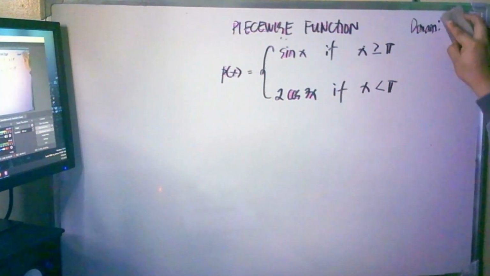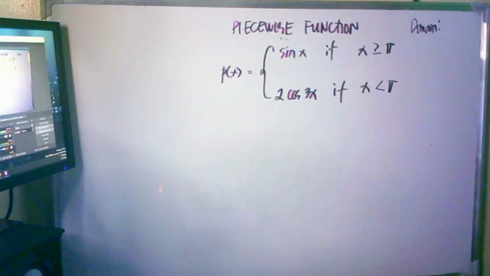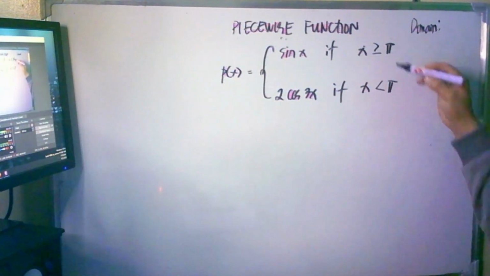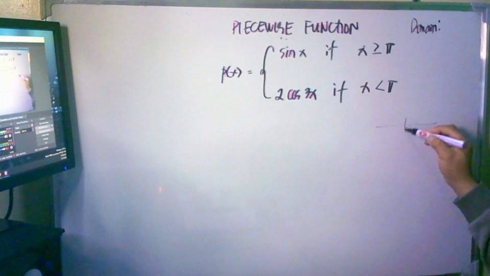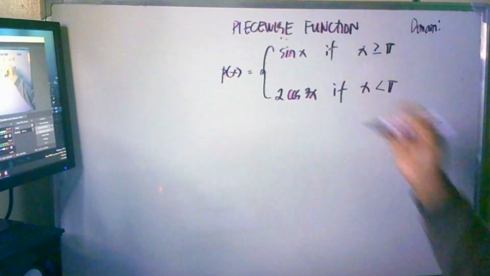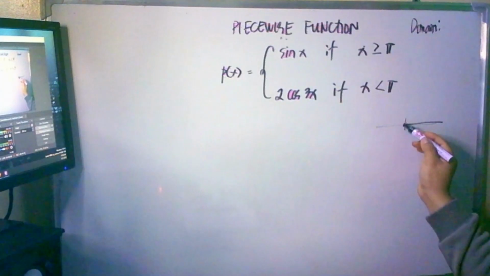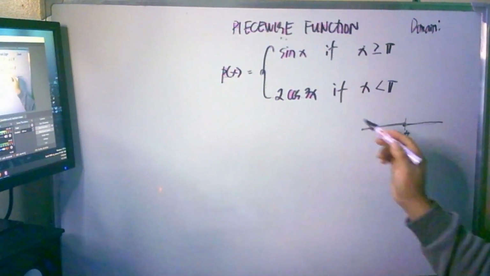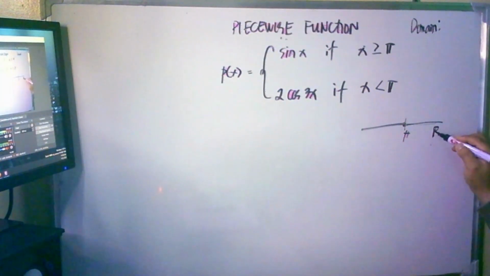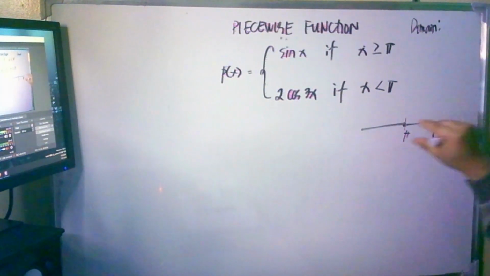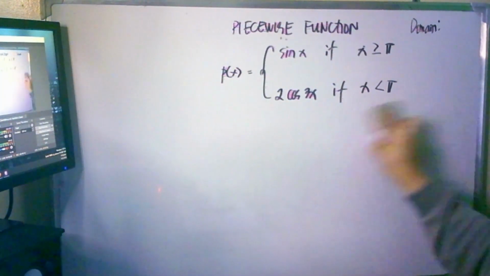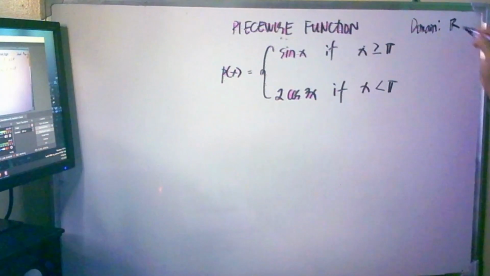So ano yung domain nito? Well, of course, we can tell already the domain. Yung pagkakahati ng ating intervals dito ay sa pi lamang. So basta mataas sa pi, we use the first piece. If it's less than, so any number less than pi, we use the second piece. So that is the same as the set of real numbers. So everything in the number line can be an input. So the domain is still the set, of course, of real numbers.